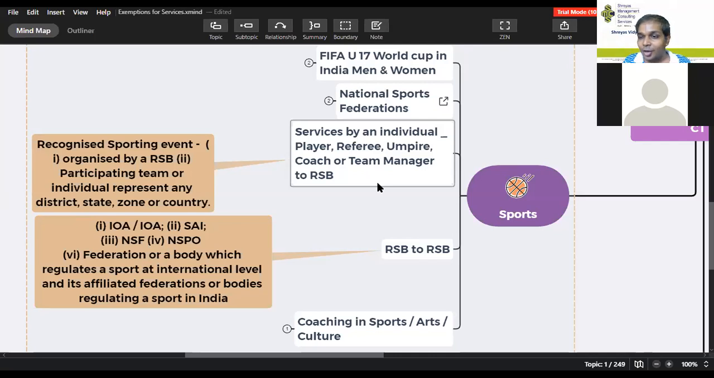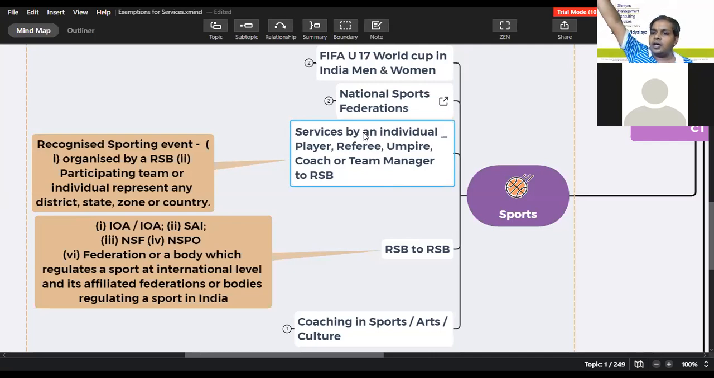So let's look at how a simple change in words, and accordingly changing the roles and descriptions, would make things taxable or exempt. That's how this works. All these people providing services to a recognized sports body are exempt. Which means Sindhu playing for the Indian Badminton Association is exempt.